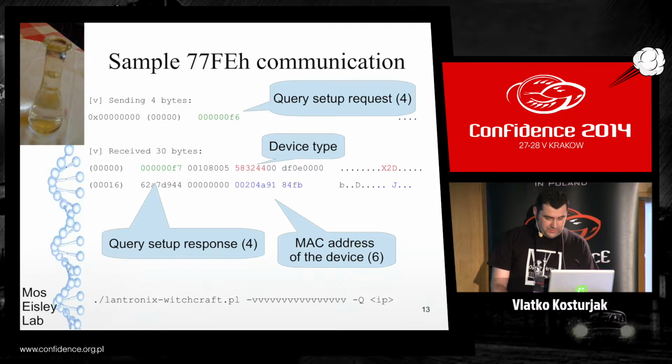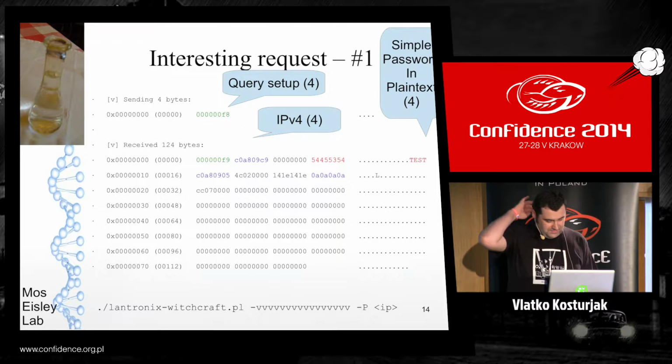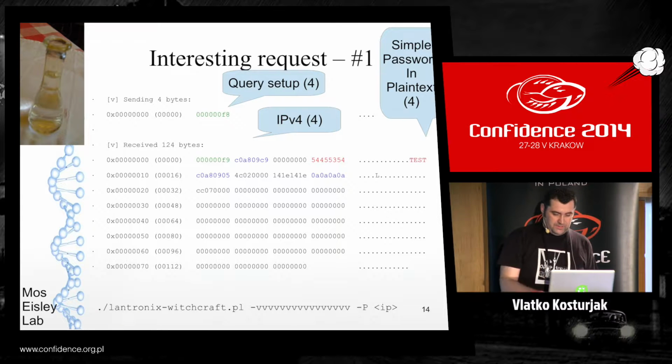But let's see something more interesting. Does anybody see a problem here? No? Okay, let me help you. This is another query. This is IPv4. It can tell you its IP address anyway. If you're connected there, you know it, right? But this is actually a simple password in plain text. So you just send one request and you get the password. So that's quite nice.